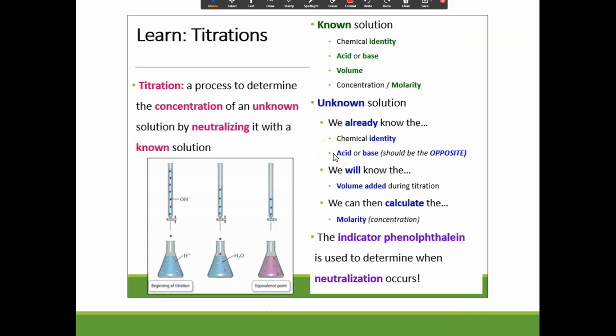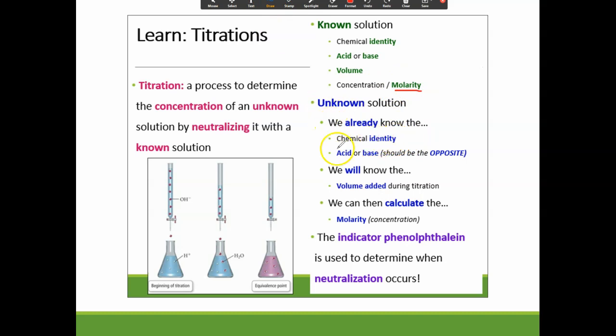All right, so the last question is asking about calculating a titration. Remember that a titration is the way for us to determine the concentration or molarity of an unknown solution by neutralizing it with a known solution. Since we're talking about neutralization, it has to be an acid with a base. So our known solution, we know its identity, we know if it's an acid or a base, we know how much of it we have, and its concentration or molarity. The molarity is the way that we measure concentration of an acid or a base.